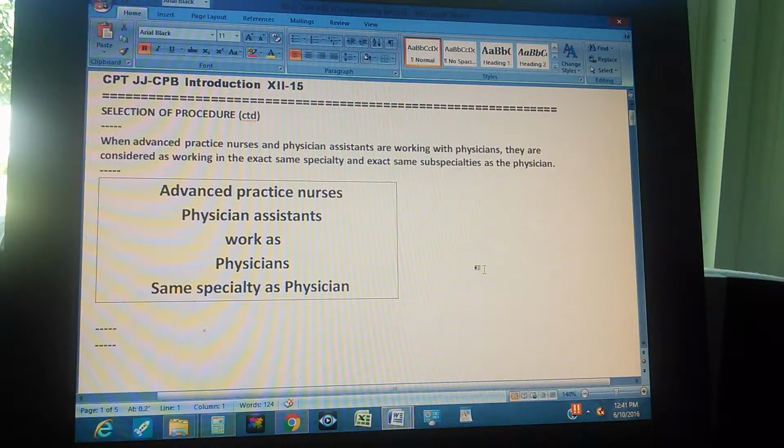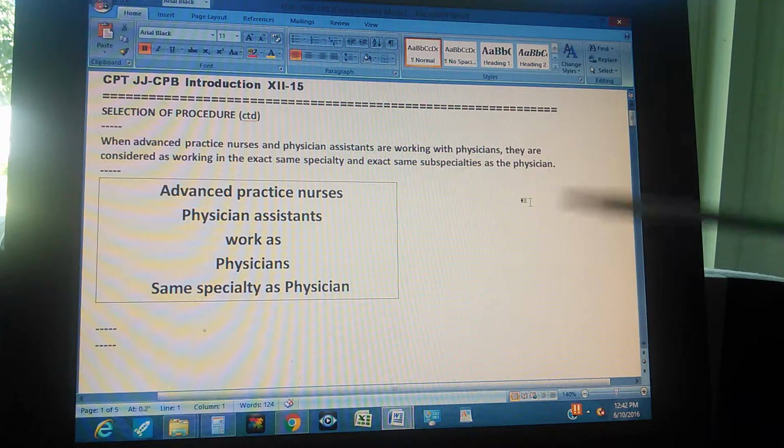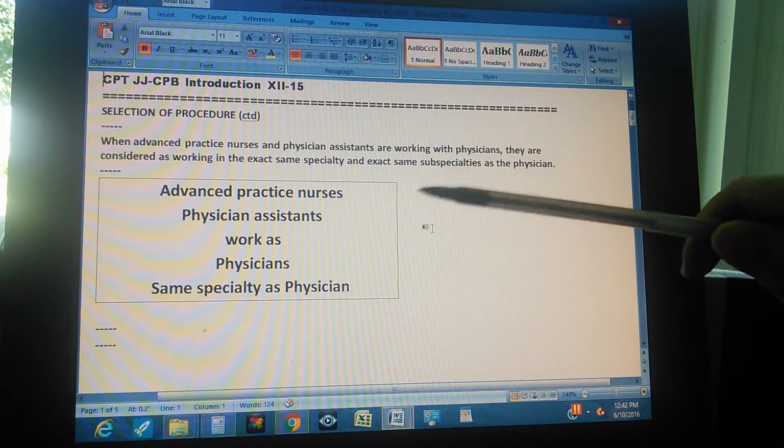CPT, Introduction, page 12, part 15. Selection of procedure, continued. We're talking about the selection of procedure. When advanced practice nurses and physician assistants are working with physicians, they are considered as working in the exact same specialty and exact same subspecialties as the physician. We have divided this into lines so you can understand better.